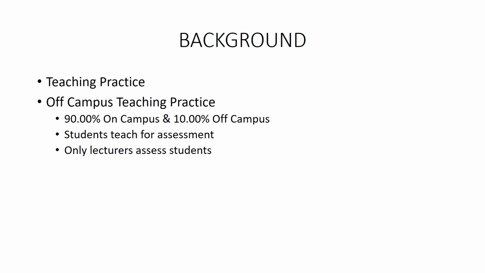In the off-campus teaching practice model, students spent about 90% of their training period on the on-campus learning and about 10% for the off-campus teaching practice. Also, students taught for only assessment, and they were assessed by their lecturers only. The University of Education Winneba previously used the off-campus teaching practice to train her students.